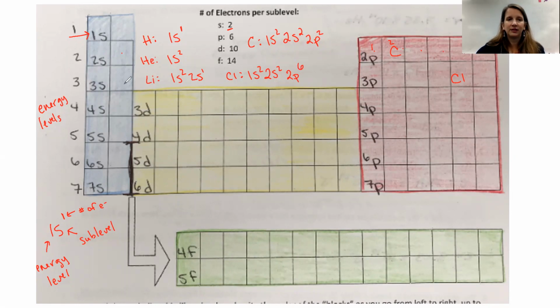Then we have 3s2 to finish out that sublevel. And then we have 3p, 1, 2, 3, 4, 5, 3p5. And that's the electron configuration for chlorine.